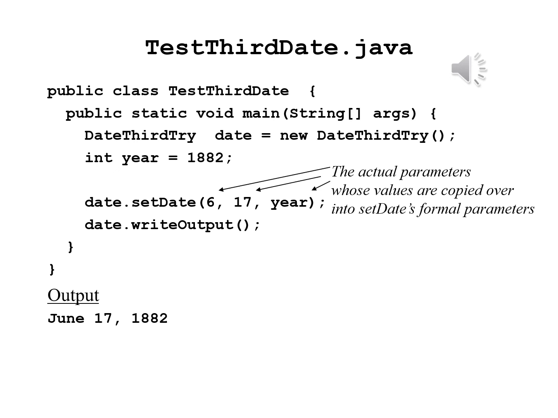We've passed on these actual parameter values to the formal parameters of setDate. And then we're going to print them. And you see below the output, June 17th, 1882.